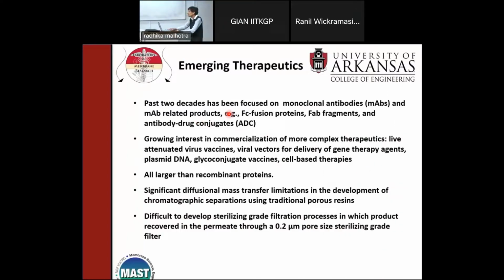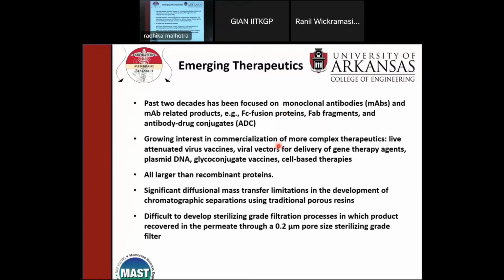Okay, so the past 2 decades have been focused on monoclonal antibodies and monoclonal antibody-related products like fusion proteins, these various fragments, and antibody drug conjugates, and so forth. So, if you're a biochemist or molecular biologist, all this means something. If you're not, these are all protein-based therapeutics. Okay, they are using cells to produce proteins, fractions of proteins, parts of proteins. And so they have different names, fusion proteins, depending on how they come, but that's what it is.